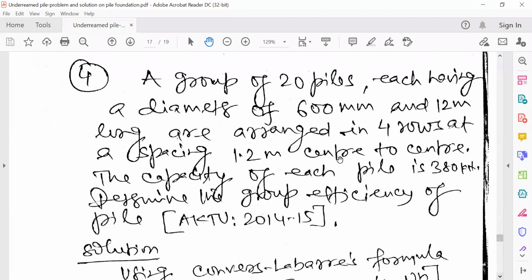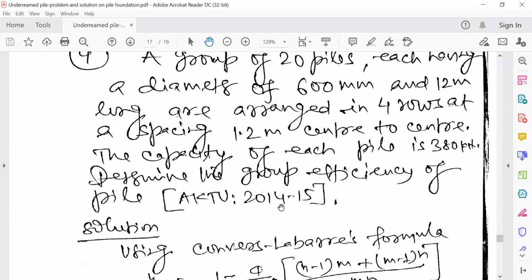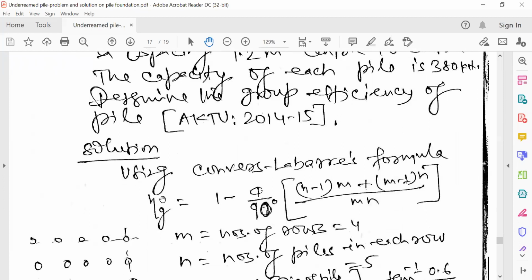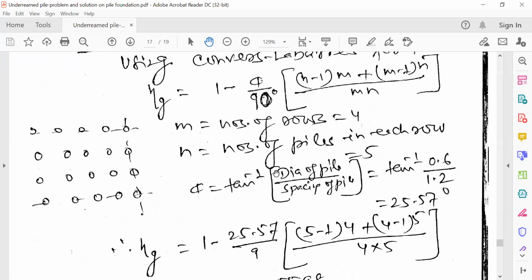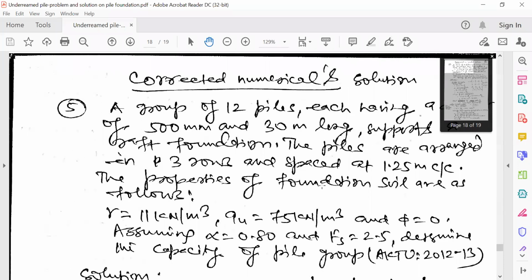Similarly, you can see this numerical they have asked in 2014-15. And this can be solved by the same, the Feld's rules and Converse Labarre formula. But you see here, they are asking determine the group efficiency of pile. अब जैसे ग्रुप इफिशियंसी पूछ रहा है, तो कन्वर्स लबारे फार्मूला से क्या कर सकते हैं, डायरेक्टली हम लोग ग्रुप इफिशियंसी निकाल सकते हैं. तो ये फायदा हम लोग का है कि डायरेक्ट कन्वर्स लबारे फार्मूला ग्रुप इफिशियंसी के लिए दिया हुआ है, तो हम लोग उस फार्मूला को यूज करके कैलकुलेट कर लें. So these are the numericals.